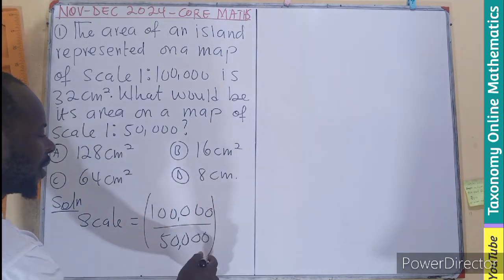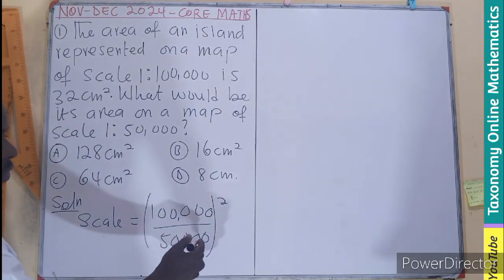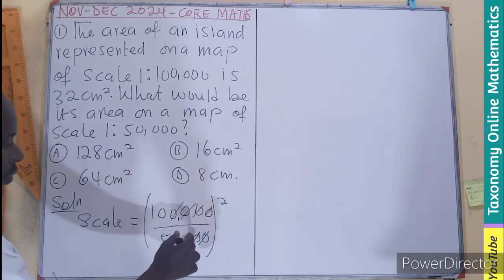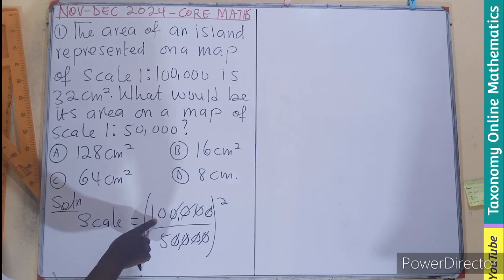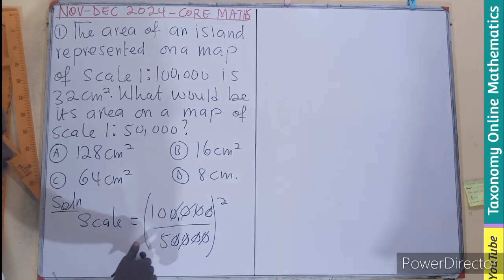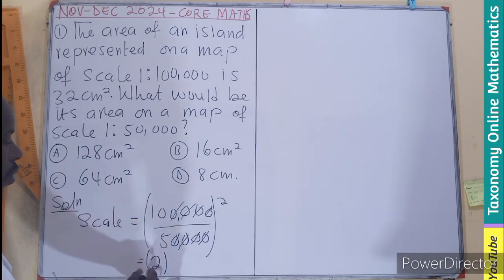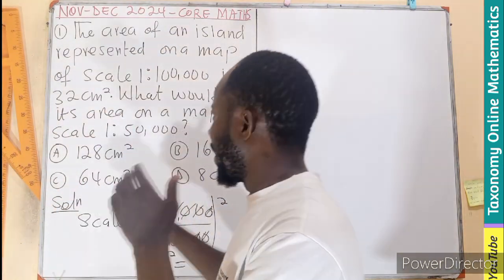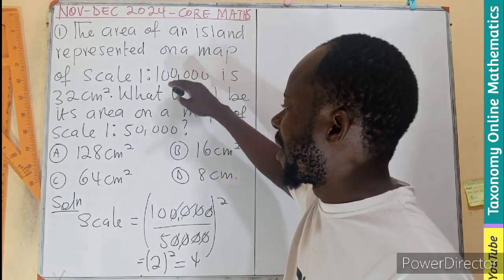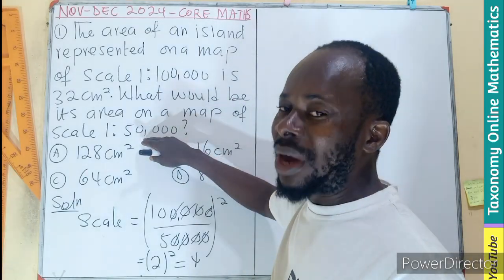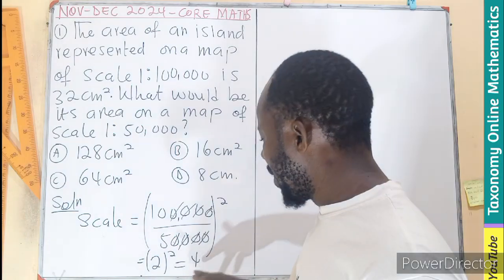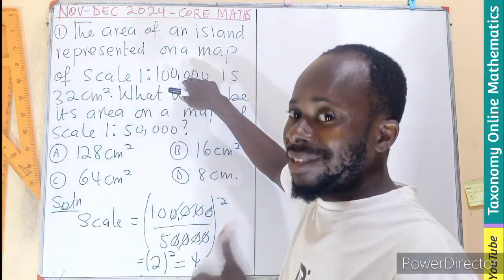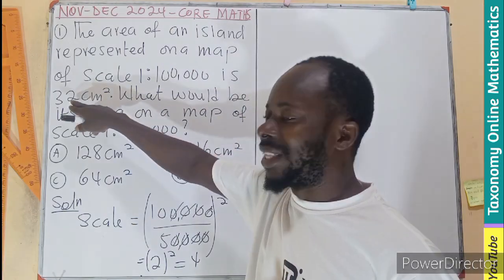Since it is an area, we square this. So 1, 2, 3, 4, 1, 2, 3, 4, these 4 zeros will be cancelled. I'll be left with 10 divided by 5, that will be 2. All squared gives us 4. That simply means that the second map is going to be 4 times as large as the scale drawing on the first map, which is 32.